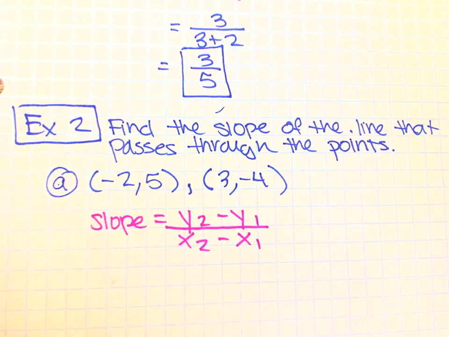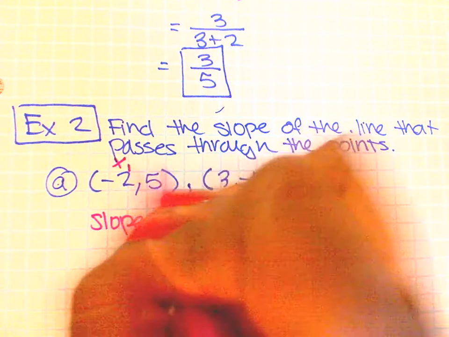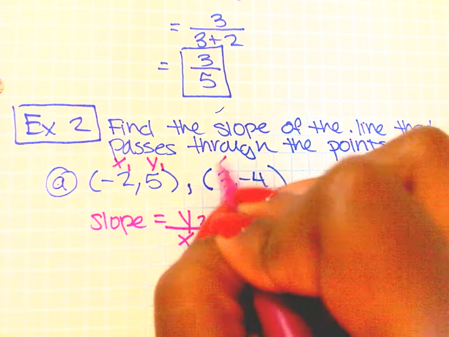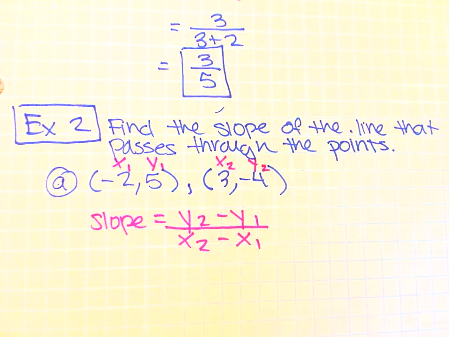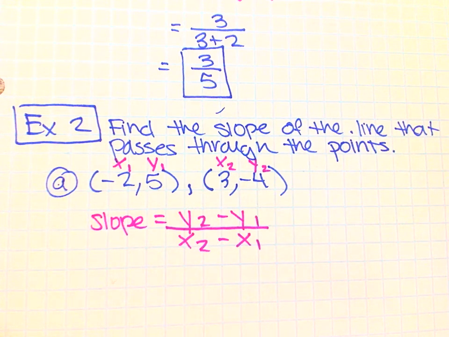So then I'm going to look back and I'm going to say, okay, let me label x1, y1, x2, y2. First number is always x, the second number is always y. We're just putting x1 and y1, meaning that's the first one they gave us. X2, y2, meaning that's the second set of numbers. So now I'm just going to plug it in.